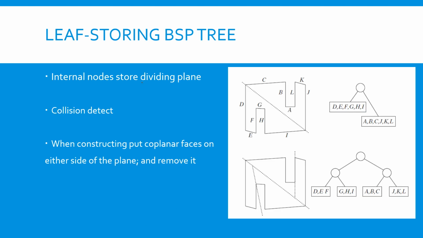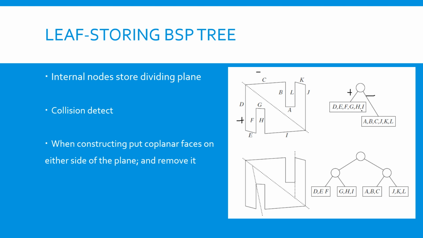The next one is the leaf storing BSP tree. This one looks much nicer. We can choose a plane, and we don't have to choose one collinear with the original edges. We just choose anyone we want and divide it into two parts, one plus and one negative. Then we save all the edges in this one. This one is the leaf, and this one is the leaf. So we can save it.